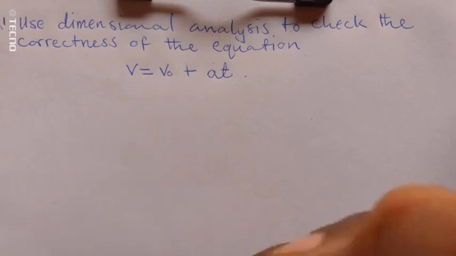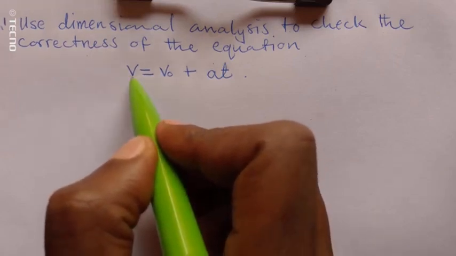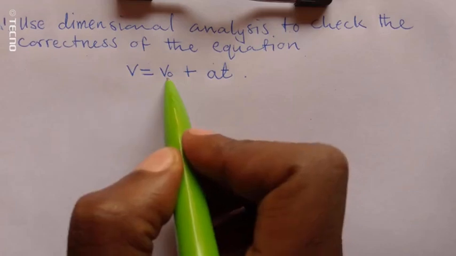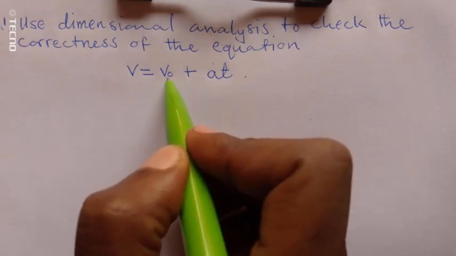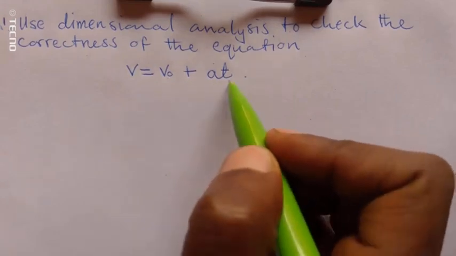So remember, this is v. This v is the velocity, so this one will represent the final velocity. Then this one is going to represent the initial velocity. Then we know this a is acceleration, then t is time.